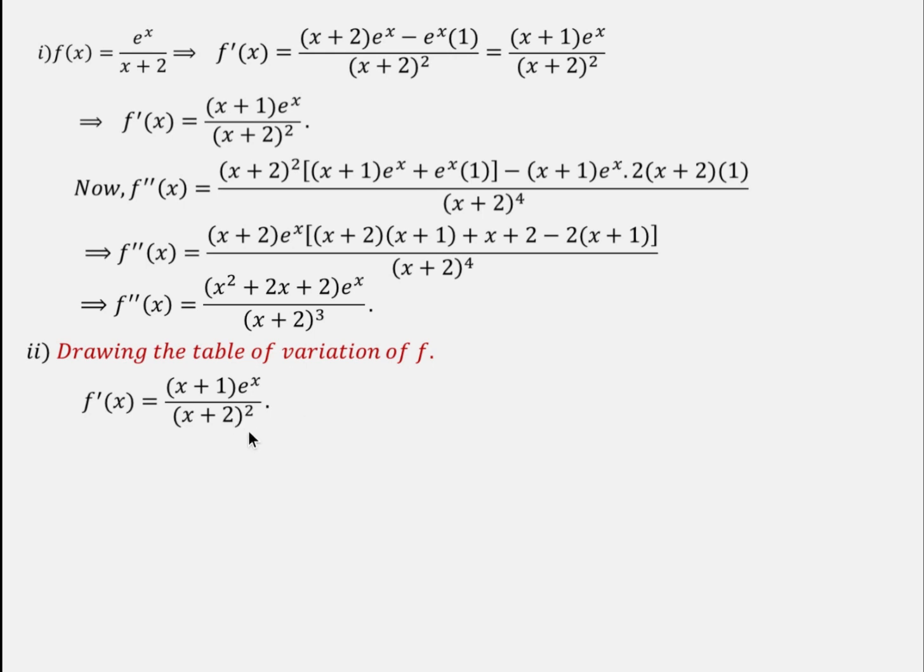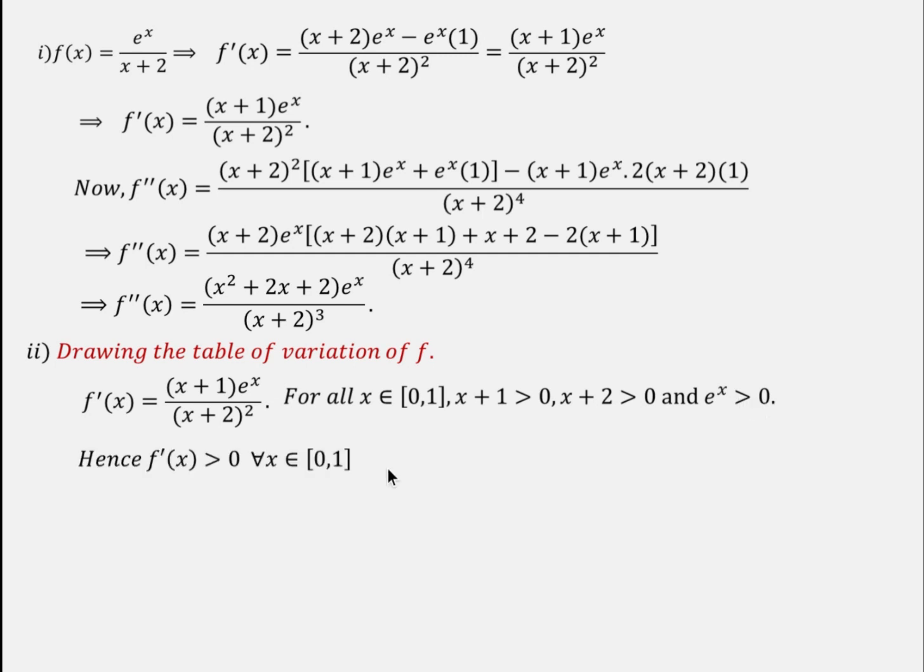And before we proceed, the table of variation is always important because it ends up revealing to us the monotonicity of the function, and the monotonicity of f is very crucial in this question. The first thing we notice is that for all x belonging to the interval 0 to 1, x plus 1 is greater than 0, x plus 2 is greater than 0, and of course e to the x is always greater than 0. From the analysis, we can then see that f prime of x is clearly greater than 0 in the interval 0 to 1, which implies that f of x is increasing in that interval.